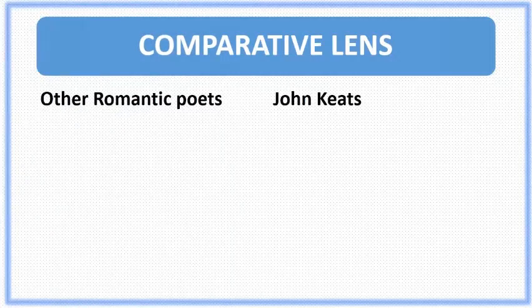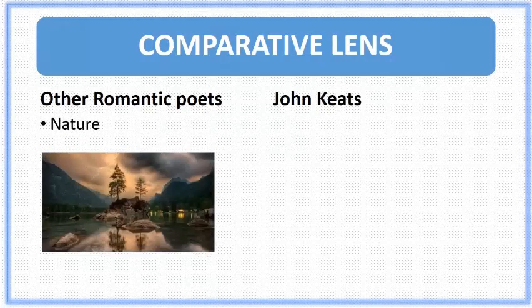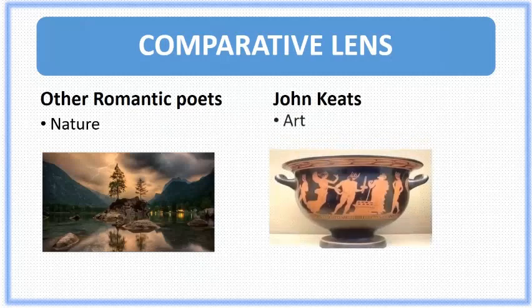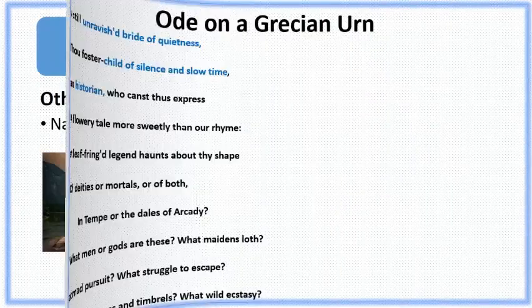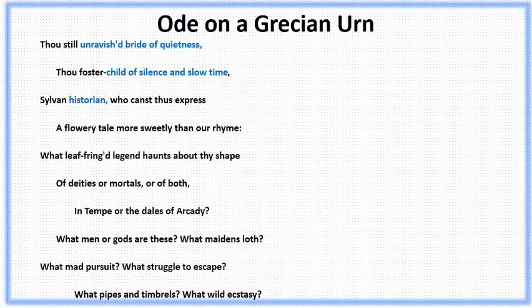So let's begin the analysis with a comparison. When we compare John Keats with other romantic poets, we can see the differences. When other romantic poets go for nature, John Keats goes for art. Art is at the center of this poem too. Keats begins this poem using the literary technique of apostrophe, directly addressing the urn as suggested by the pronoun thou.